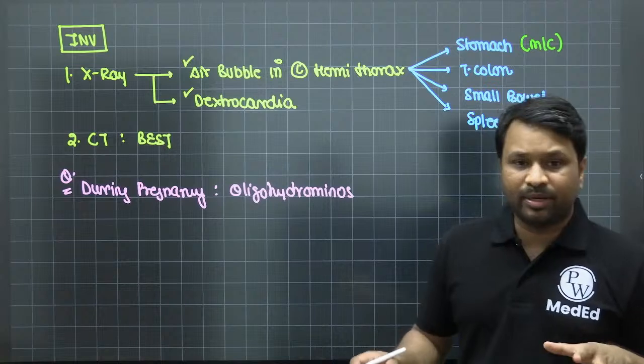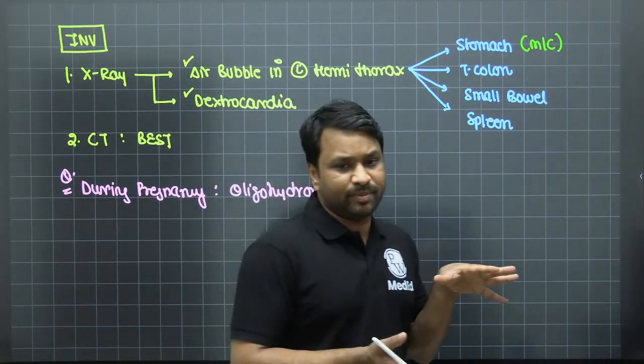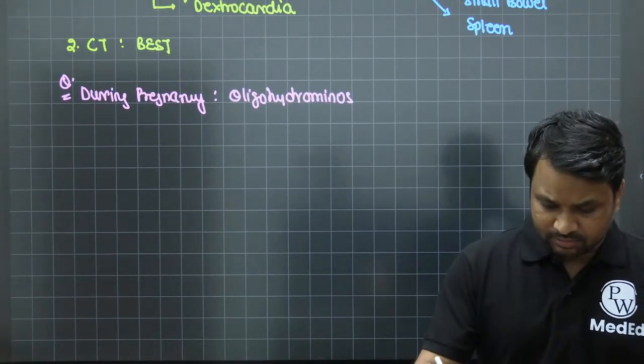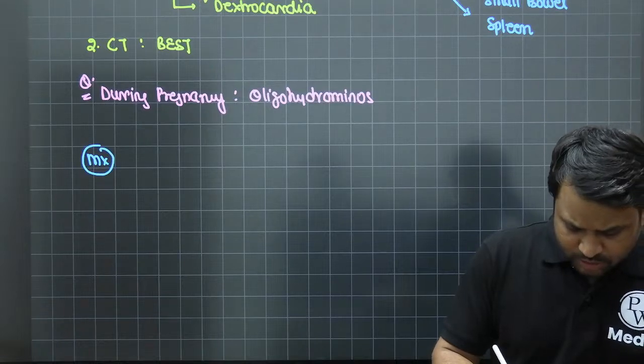So the air bubble in the left hemithorax, this presence of dextrocardia, CT is considered to be the best one. There will be associated oligohydramnios before birth. Management, again, prognosis is not that great, but if the baby survives, you can do a surgical management.